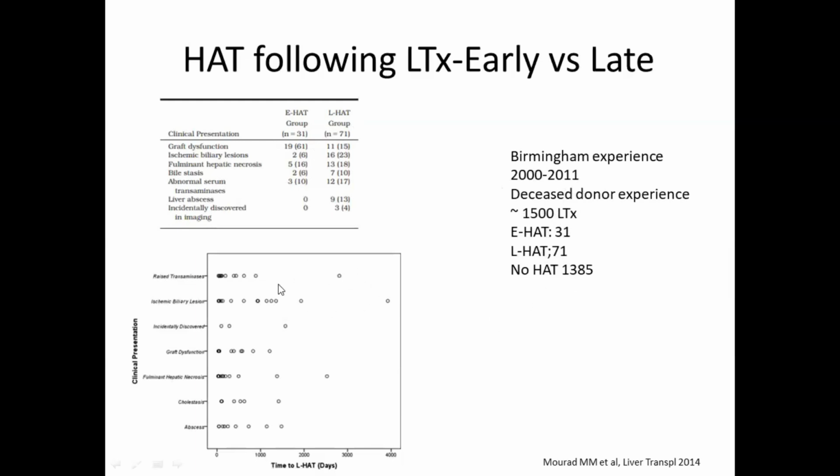This is a table which shows you just how the patients with late HAT present. It could be anything from raised transaminases to ischemic biliary lesions to incidentally being discovered just on a routine follow-up ultrasound. Some features of graft dysfunction, very occasionally patients presenting with an allograft loss, pretty much as you see in early HAT. And then some patients would be having just cholestasis.